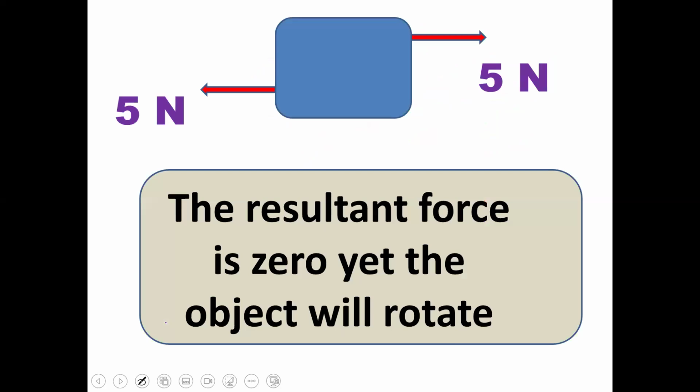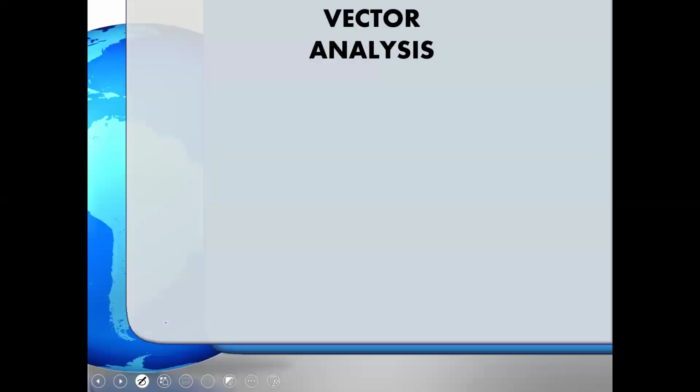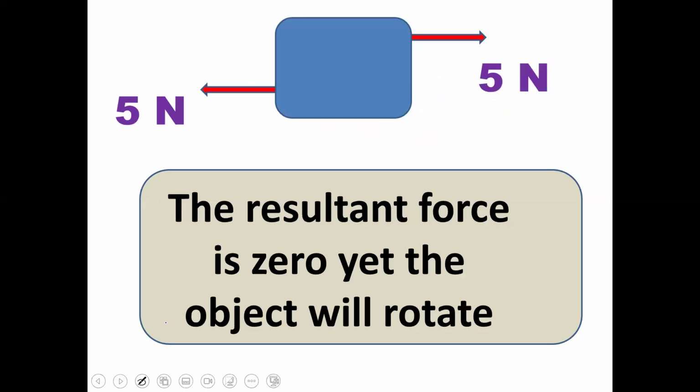If the forces are not acting in the same line, 5 Newton up, 5 Newton down, the resultant force is zero, yet the object will rotate. Now, why? Because they are not on the same line. This is called turning effect. Remember, there was a chapter in O level, turning effect.